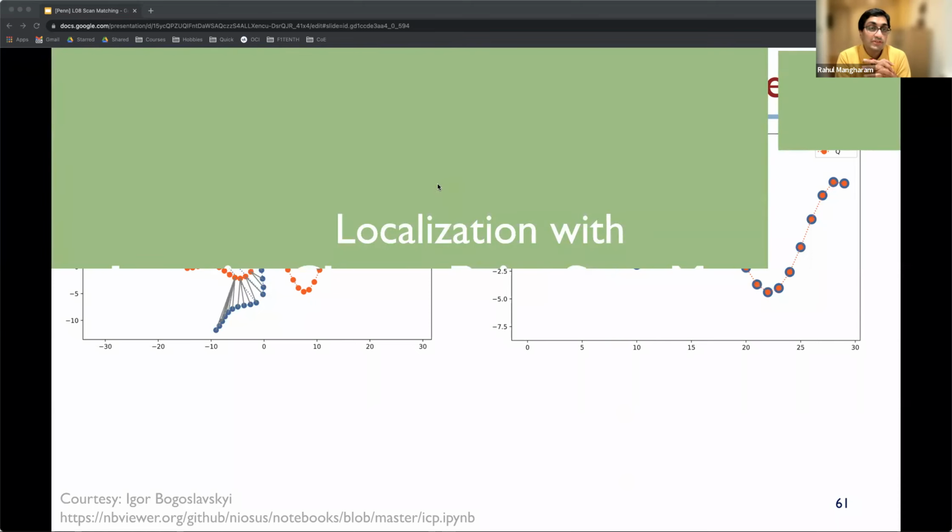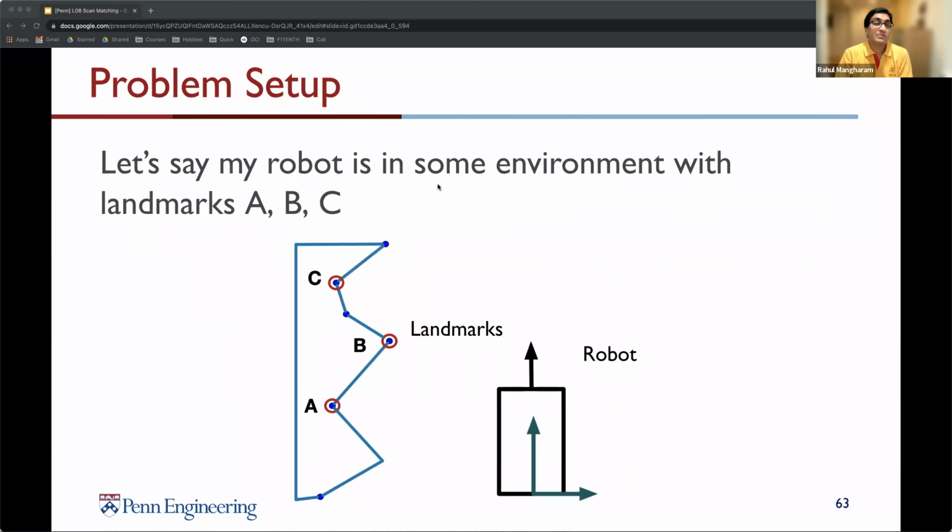So now let's focus on the mechanics of determining this overlap between scans and understand this measurement of closeness between points. We will do this with a very, very basic, simple setup. Let's say that my robot is in some environment with landmarks A, B, and C.